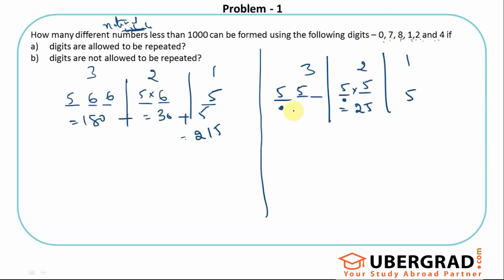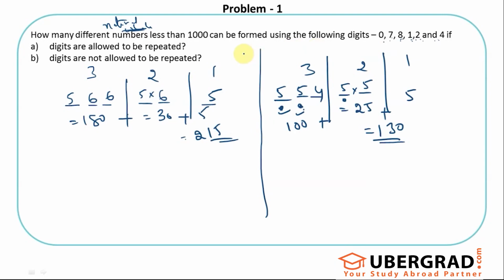I will have 5. I would have used 2 digits here, 1 and 2. I mean 1 digit here, 1 digit here. I cannot use 2 digits which are already used. Leaving those 2, I can use anything in the 4. So 25 into 4 is 100. So 100 plus 25 plus 5 is 130 different numbers. Right, that's how I should do this.